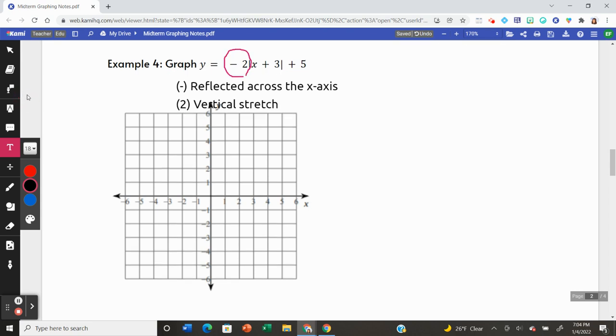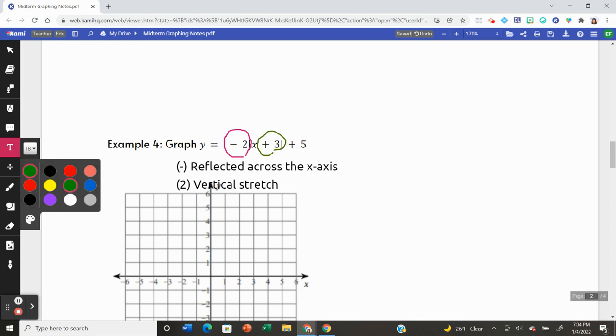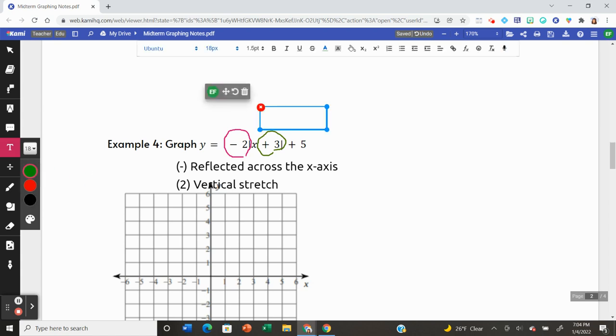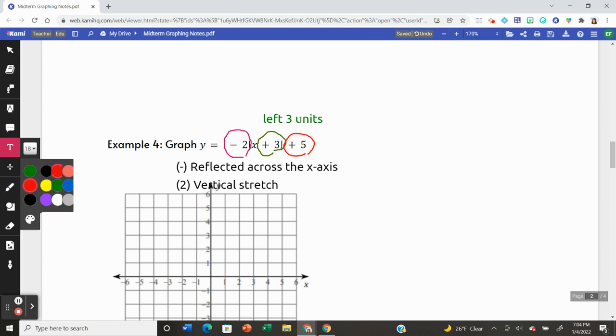If we look at the A value, let's see if I can color code this. So green, our A value here, we are looking at that being our left and our right. In this case, because it says x plus 3, that actually means that our graph got shifted to the left 3 units. And then our last piece, that plus 5, actually means that we shifted our function up 5 units.